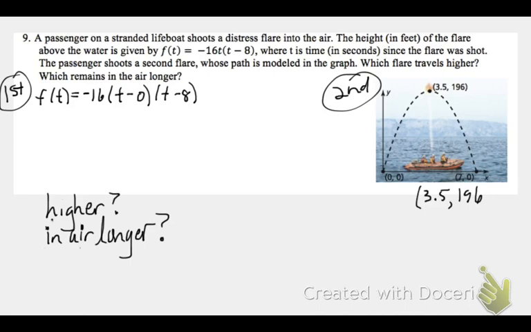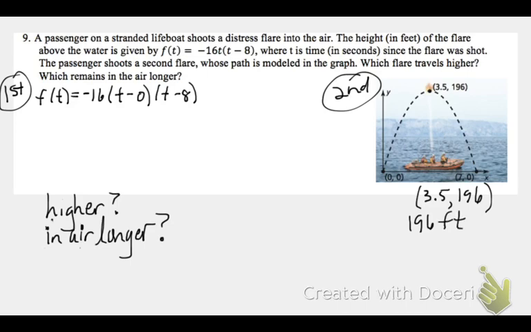The passenger then shoots a second flare whose path is modeled in the graph, which I've marked. So the two questions we need to answer are which flare travels higher and which remains in the air longer. Well, let's look at the path of the second flare. We can see that its vertex, its highest point, is at 3.5 seconds, and then it is 196 feet in the air. That is its maximum. So we know that the height of the second flare is 196 feet, just by looking at the graph.